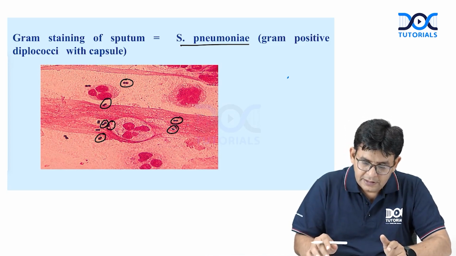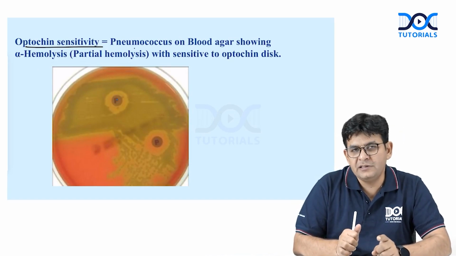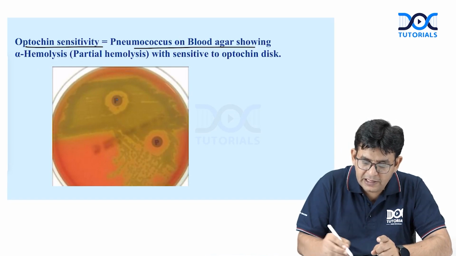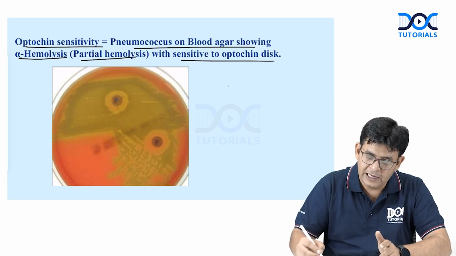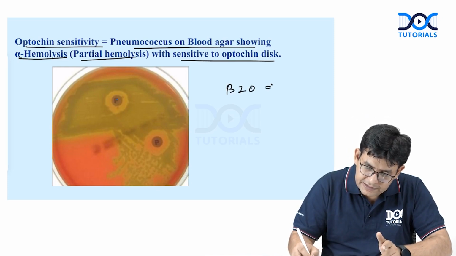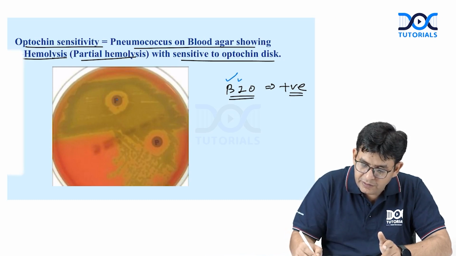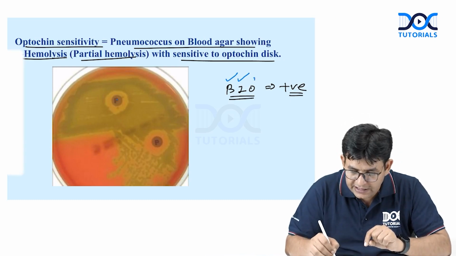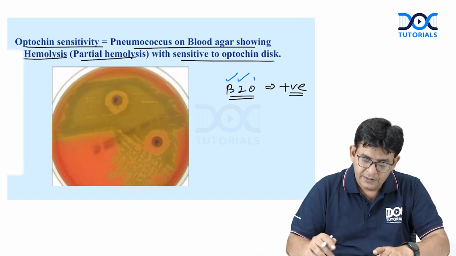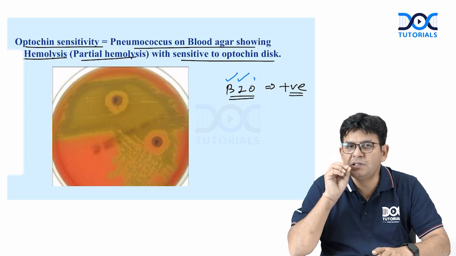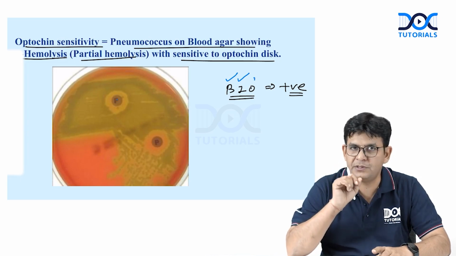Is it fine, guys? Now, my dear friends, if we talk about optochin sensitivity, I told you that it is a drug, ethyl hydrocupreine, and the pneumococcus on blood agar shows alpha hemolysis, that is partial, with sensitivity to this optochin disc, if you remember. I have already told you that BIO is positive. Bio positive means it is bile soluble, inulin fermenter, and optochin sensitive. And as you can see, the zone of inhibition is coming up. That is what is termed as optochin sensitivity. Is it fine? So this much is there regarding the pictures in the pneumococcus along with the other streptococcus which you have observed. Fine.